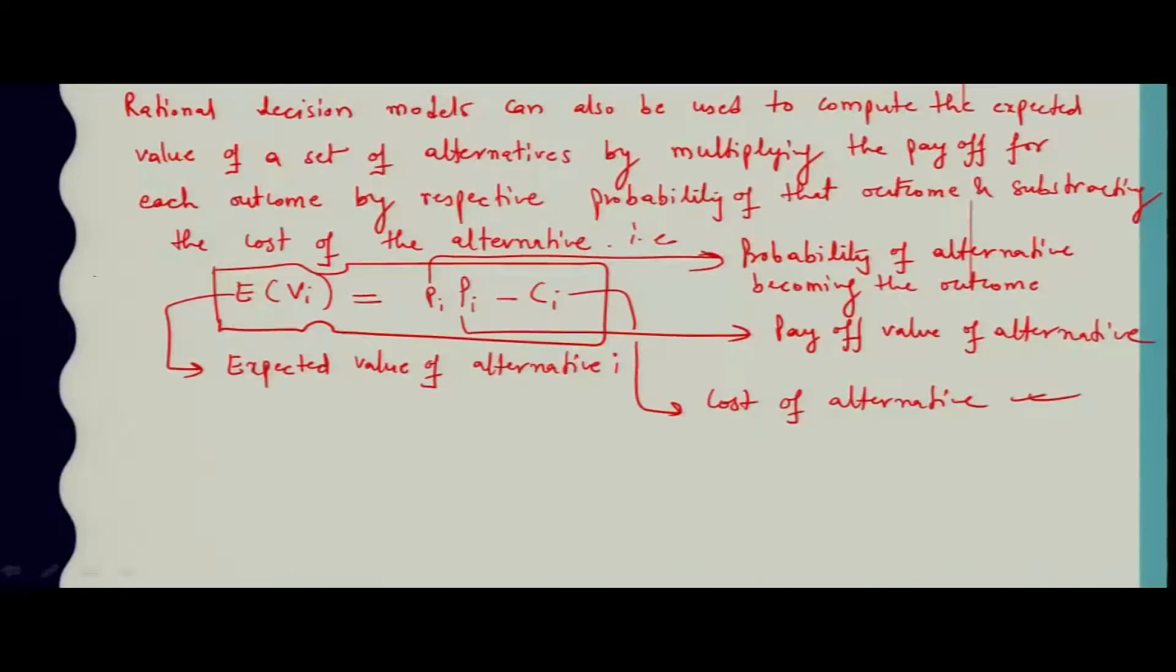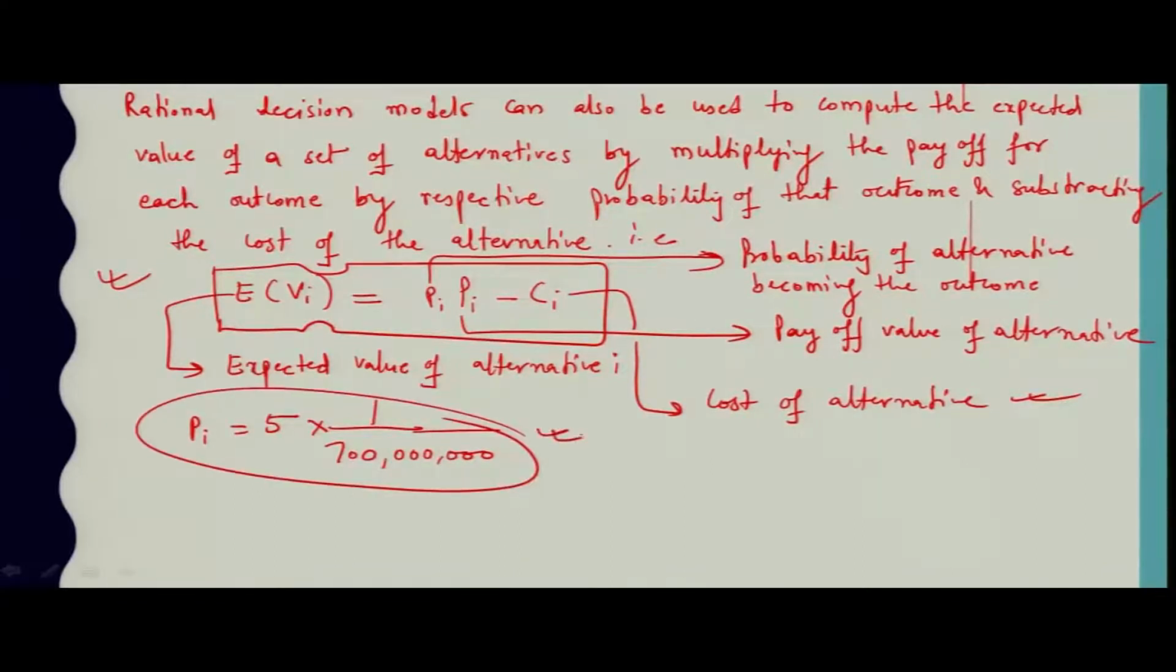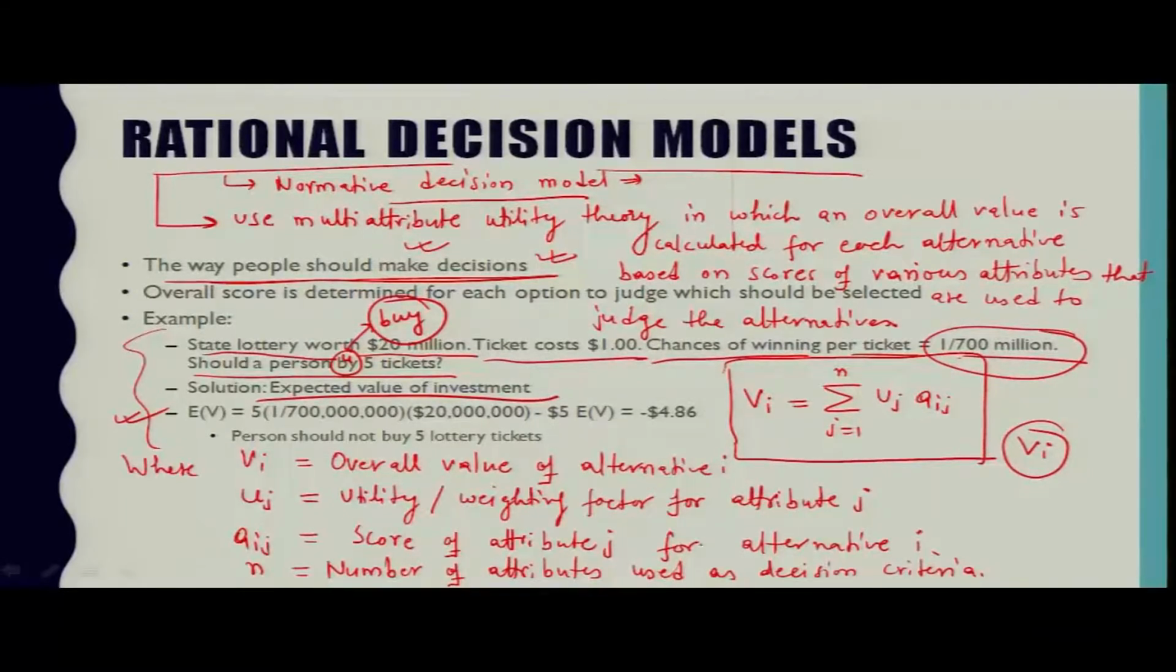We will use this formula, EVi equals small pi times capital Pi minus Ci. Here the probability of the alternative becoming the outcome, pi, is equal to 5 times 1 upon 700 million. So you can check with the help of that formula: 5 times 1 by 700 million times $20 million minus this cost. This statement is the expected value of the alternative.